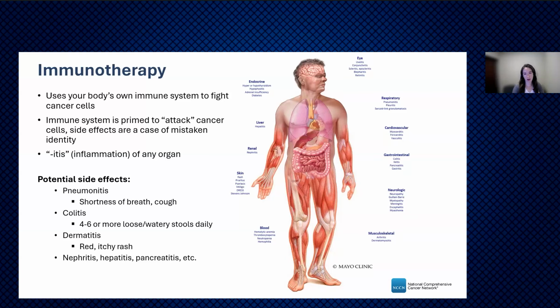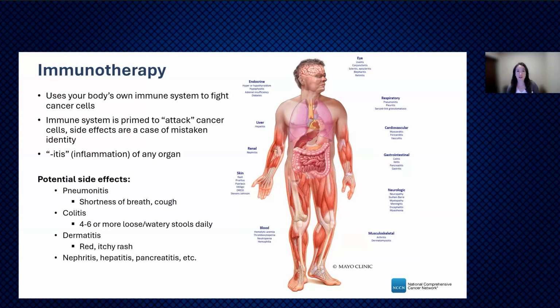The big things I educate are inflammation in the lungs from treatment can be very serious. You might experience more shortness of breath than normal or an increased cough. That's a phone call to your treatment team. Inflammation in your colon might produce something like 4 to 6 or more loose watery stools daily, which can be very dangerous for dehydration. It can make people very sick. That's a phone call to your oncology team.